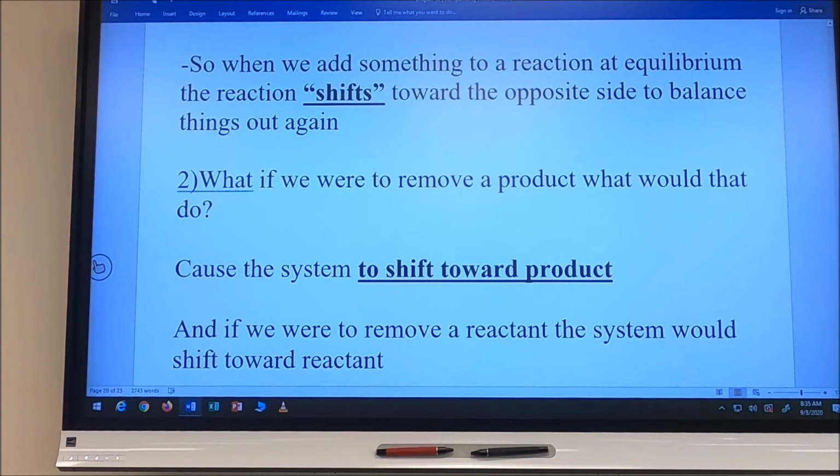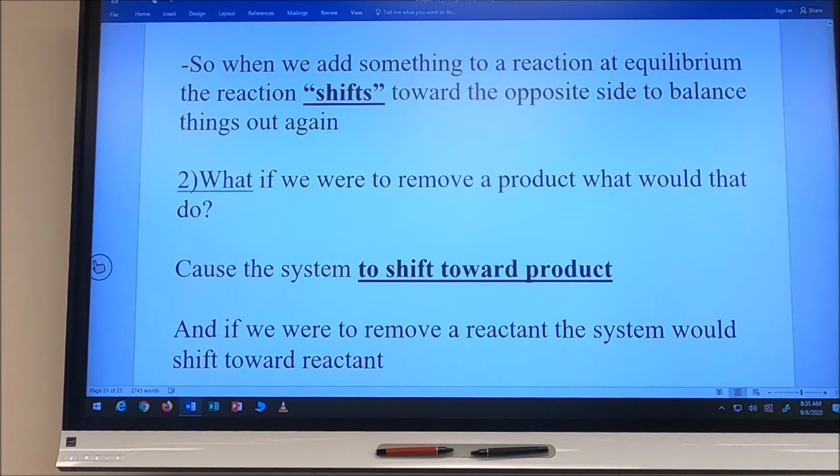So anytime we add something into a reaction vessel, it's always going to shift toward the opposite side. So if I add in a reactant, we cause a shift toward product. If I add in a product, we cause a shift toward reactant. Okay? Now, let's look at removing something, our second type of disturbance.